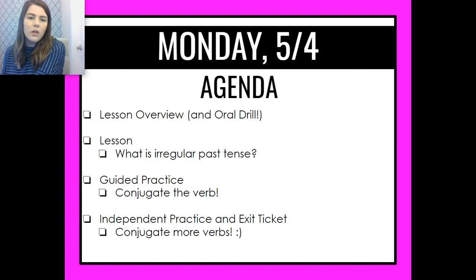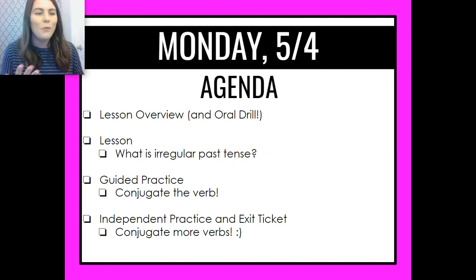So let's take a look at our agenda for today. We're going to start with our lesson overview, and we're going to do some oral drill like you would do in your classroom. It's going to look a little different because it's going to be over the computer, but still going to be pretty fun. After that, we're going to dive into our lesson and talk about what irregular past tense really is. Then we're going to go into some guided practice where we conjugate the verb. I'm going to say that word one more time because it is a little tricky. The word is conjugate.